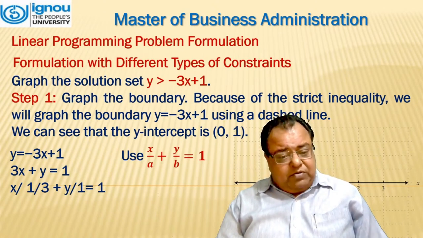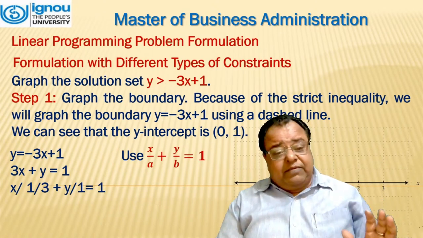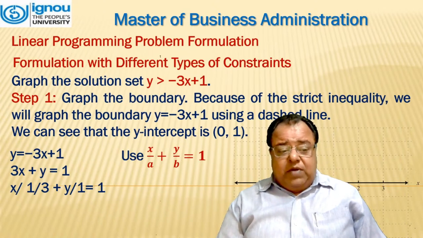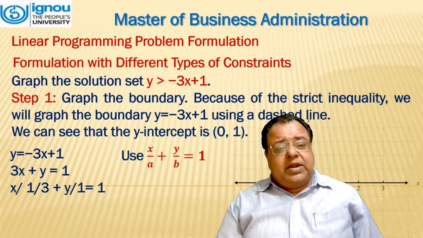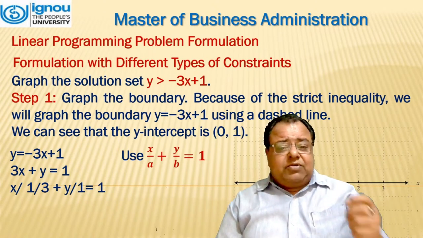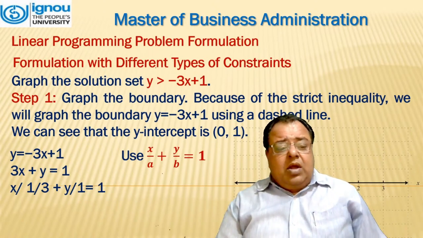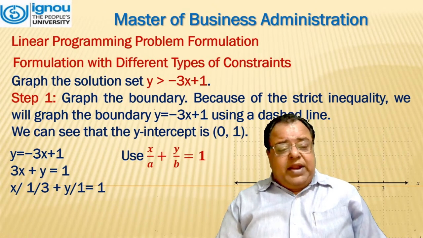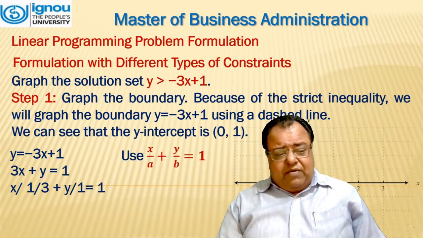The intercept form is x by a plus y by b equal to 1. Taking up that equation, we will be removing the inequality sign and equating it. So the equation y greater than minus 3x plus 1 will now become y equal to minus 3x plus 1. We will be taking this 3x on the left side and converting it into an equation of the form 3x plus y equal to 1.